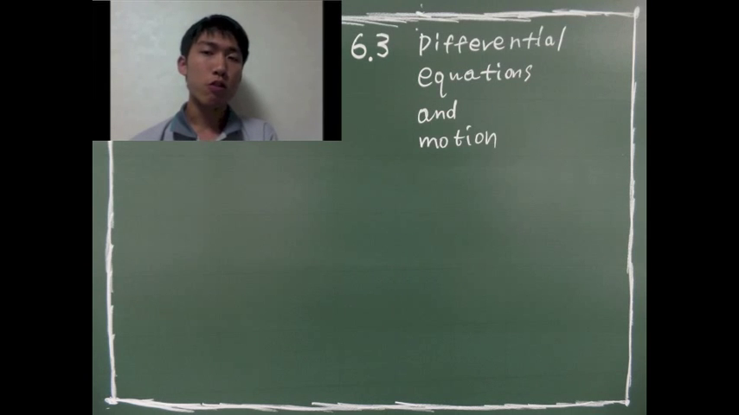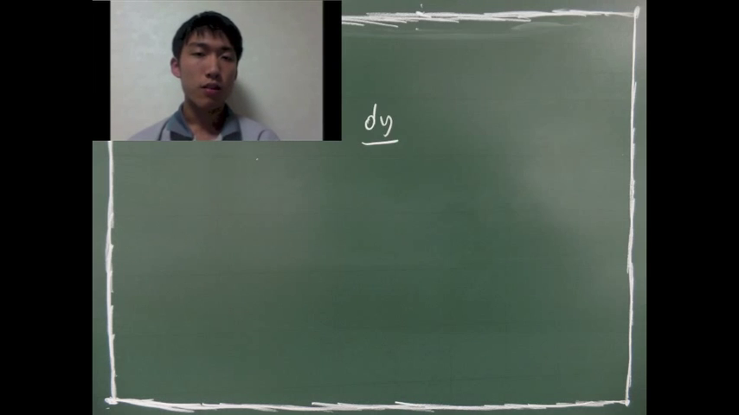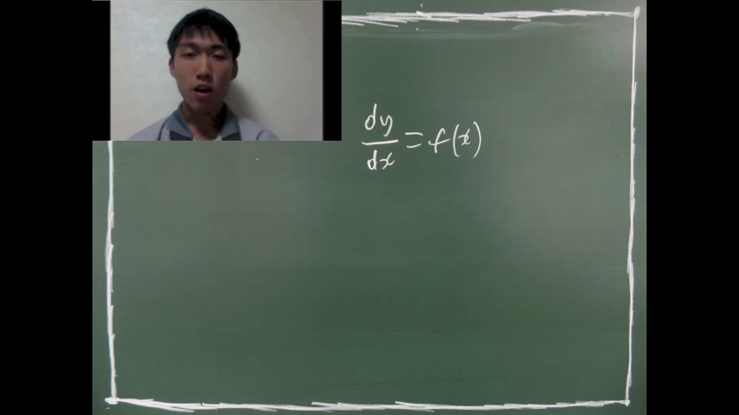First, we will look over what a differential equation is. By definition, a differential equation is a mathematical equation that relates some function with its derivatives with respect to a variable. dy/dx = f(x) is an example of a differential equation. Here, the function y is related with its derivative with respect to the variable x.